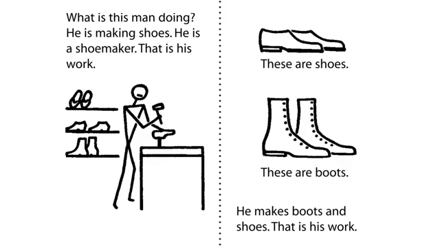He is making shoes. He is a shoemaker. That is his work. These are shoes. These are boots. He makes boots and shoes. That is his work.